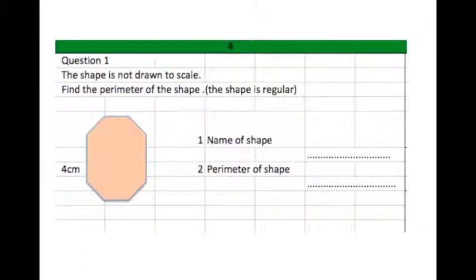Answers to paper 4. Question 1. The shape is not drawn to scale. Find the perimeter of the shape.